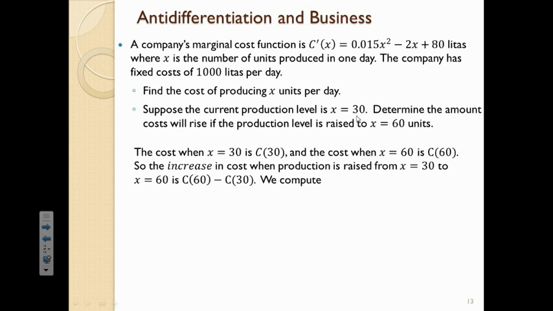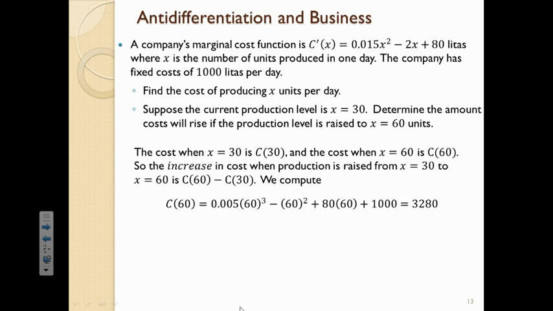Well, then we subtract the two. Take the higher and subtract the lower one. Putting it in terms of math, if we want to find the difference between these two, determine the amount that cost will rise, we need to subtract the two. Finding the total cost for 60 units is the C of 60, and the total cost of 30 units is a C of 30. To find the difference between the two, we have to take the larger and subtract the smaller. So C of 60 minus C of 30.